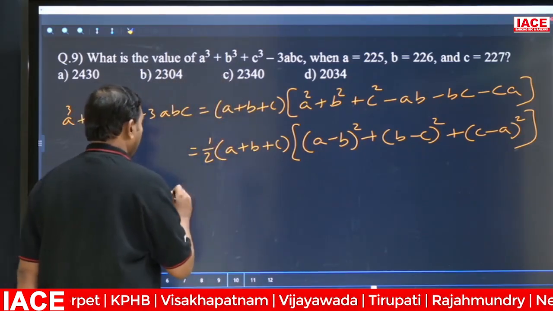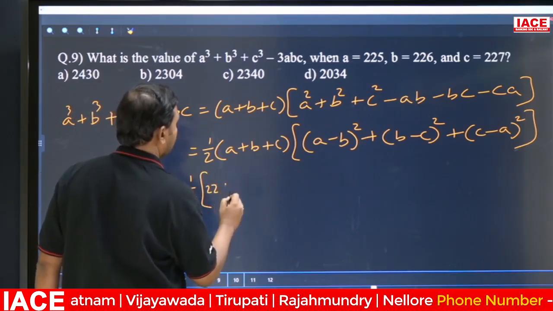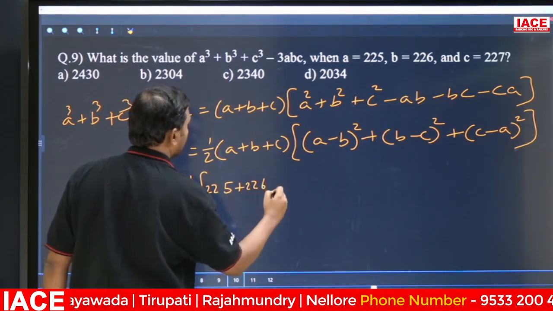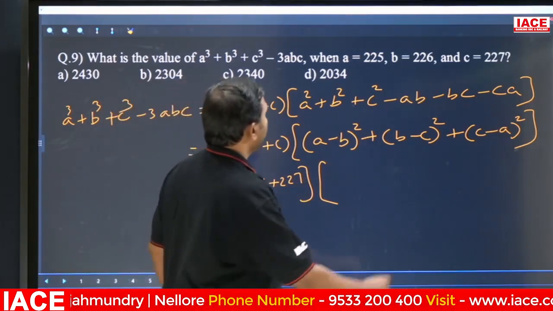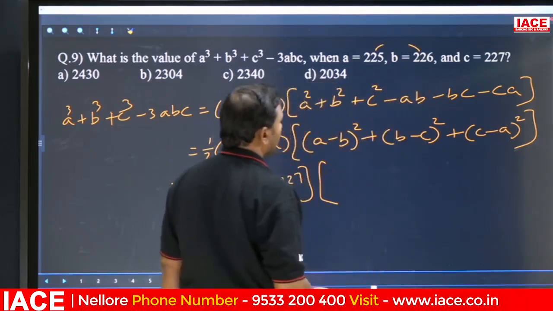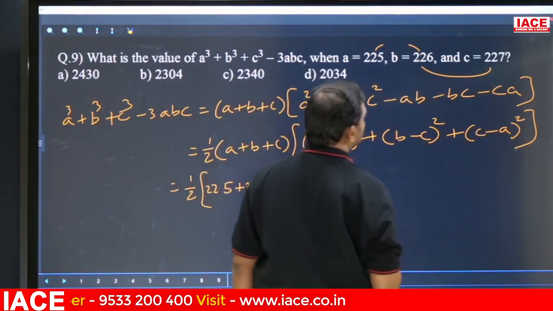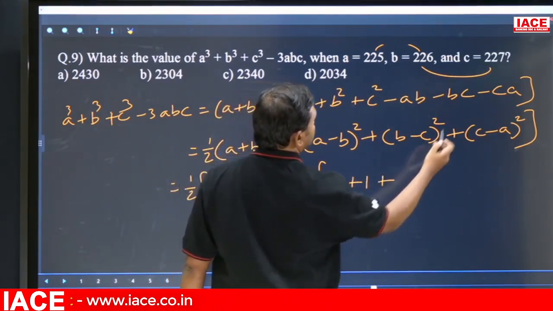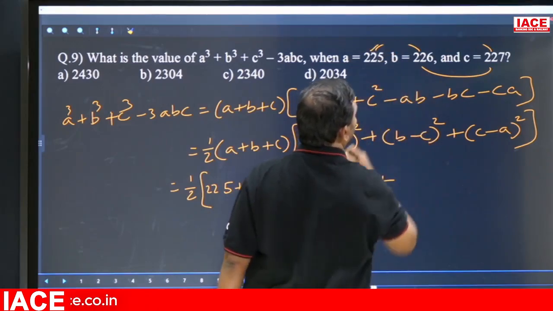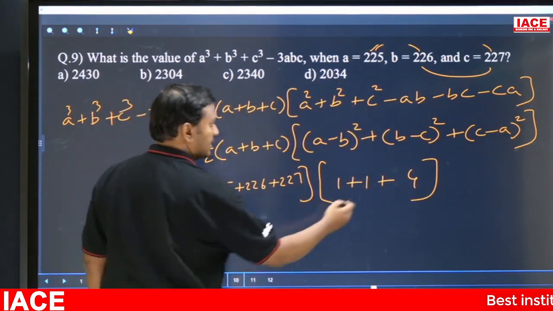Now I am substituting half of A plus B plus C, that is 225 plus 226 plus 227, right? Of A minus B. A minus B is how much? Minus 1. Minus 1 whole square, 1. B minus C is also how much? Minus 1, whole square is 1. Plus C minus A. C minus A is how much? 2. 2 square is how much? 4. 2 ones. Here 6 is there.